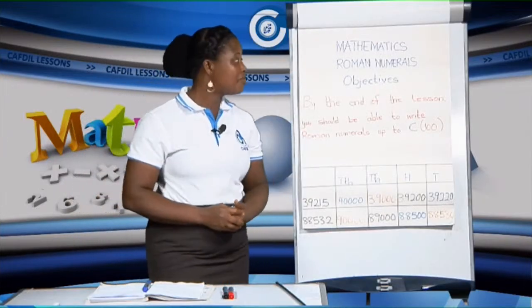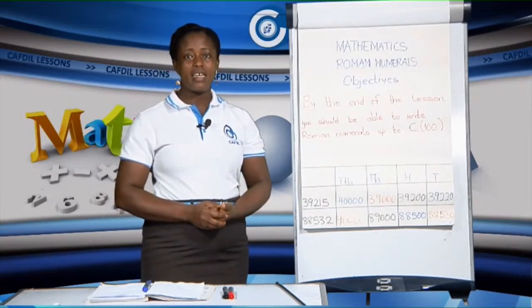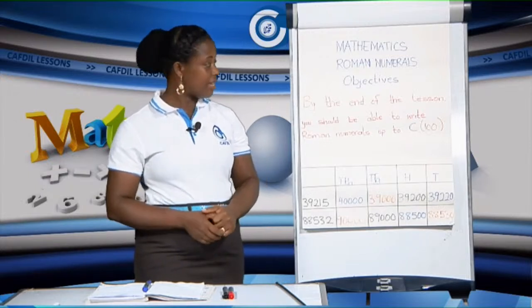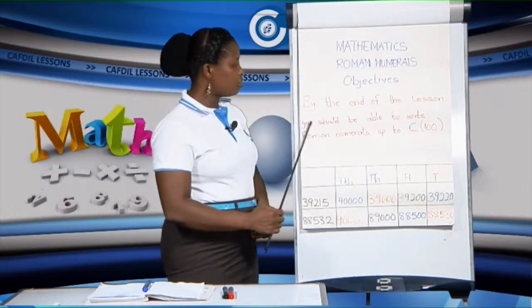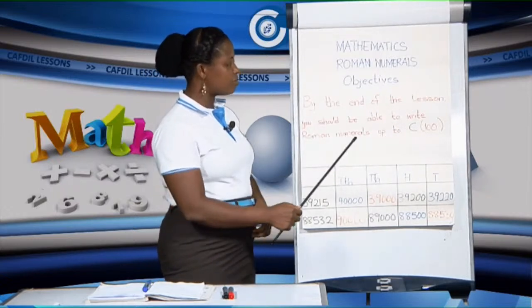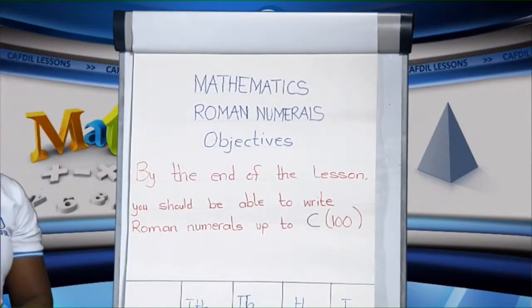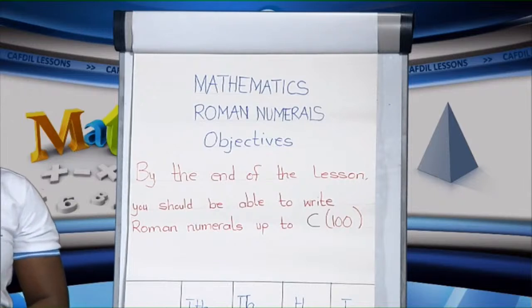In today's lesson, we are going to look at Roman numerals, and it's for Basic 5. Let's go through the objectives for today. By the end of the lesson, you should be able to write Roman numerals up to C, which is 100.